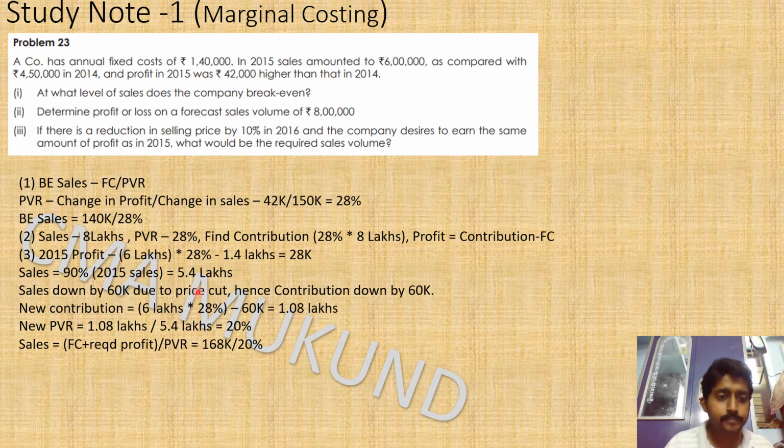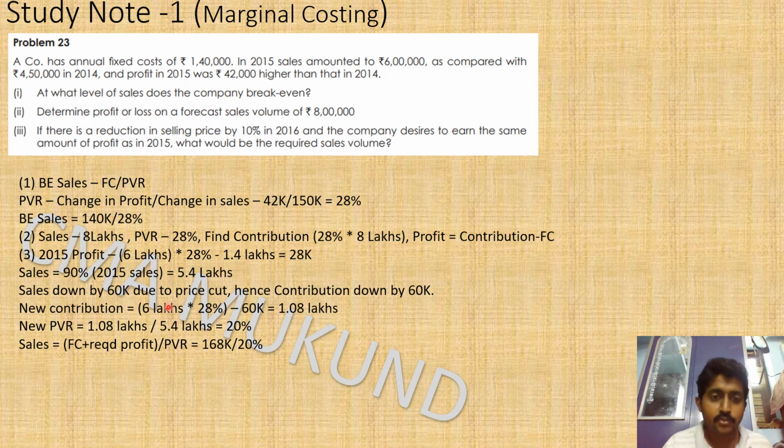Okay, so now variable cost is the same and the sales has gone down by 10%. So with a 10% drop, the sales becomes 5.4 lakhs, which means 6 lakhs sales has become 5.4 lakhs. So 60,000 the sales has gone down. Variable cost is exactly the same, the same as 2015 itself. So the same 60,000 rupees, the contribution has to go down.